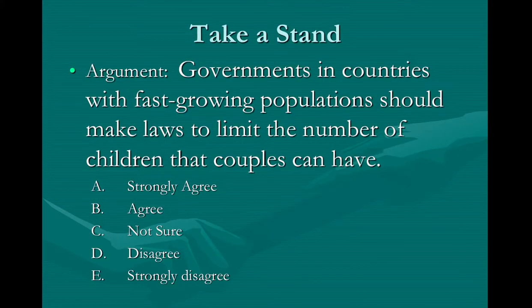The first thing I'd like you to do in this lesson is take a stand. Here is an argument that some have made, and I would like you to agree or disagree with it. So here's the argument. Governments in countries with fast-growing populations should make laws to limit the number of children that couples have. Again, this is generally referring to places that are in danger of overpopulation, where the food supply is not reaching all of the people, where maybe the country's income, the taxes that are being taken in, are not meeting the needs. Maybe there are too many children being born and they cannot be supported. So this is an argument that is often made in those types of countries.